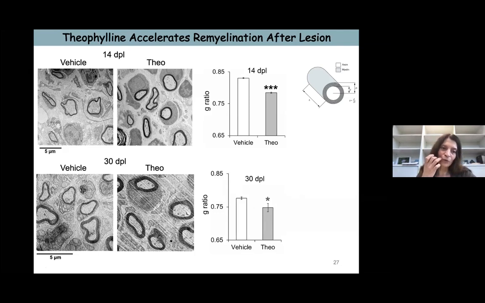However, we also checked at 2 months post-lesion. When you do a lesion, you have remyelination, but the myelin thickness will always remain thinner than before the lesion, or as compared to an animal that didn't have a lesion. But what we could achieve with theophylline is that the thickness of the myelin was comparable, similar to a non-lesioned nerve. So we could recover the same thickness of myelin.